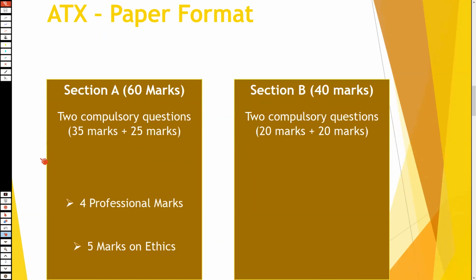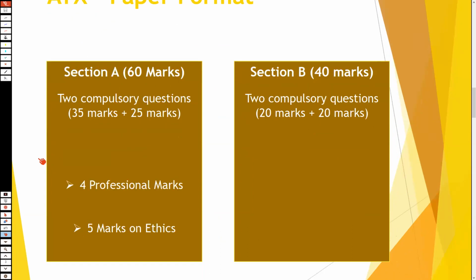Quickly recap the ATX paper format. There are basically 4 questions examined. The paper is divided into 2 sections, A and B. Section A is for 60 marks and section B is for 40 marks. In section A, there are 2 compulsory questions. The first question is for 35 marks and the remaining one is for 25 marks. In section B, there are 2 questions, both compulsory. There is no choice of question. Each question is worth 20 marks.